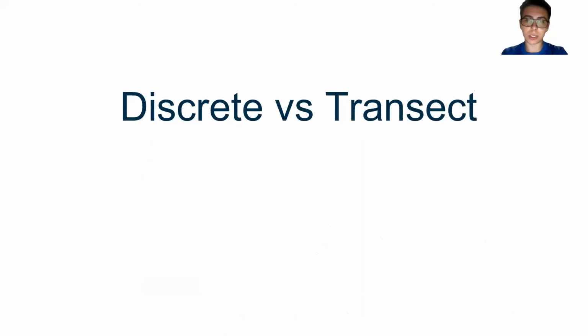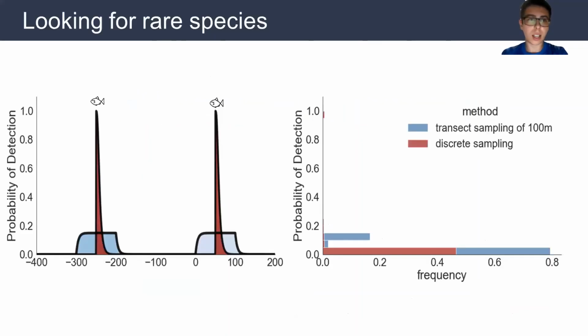Here's discrete versus transect sampling for rare species. Here we only have a river of 600 meters, and we're showing the probability of detection for each segment. For discrete sampling, if we're very close to the fish, we have a very high detection rate of near 1. Meanwhile, for transect sampling, we observe a much lower detection rate, but it's a lot more broad. The length of this depends on the transect size. As long as your transect passes through the fish, we're going to be able to detect it, but at a lower rate.